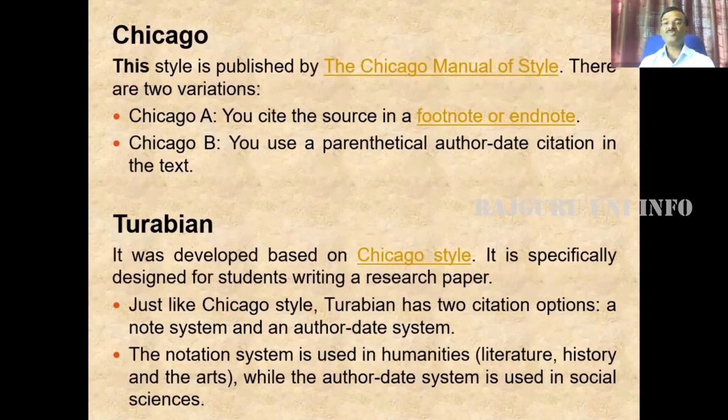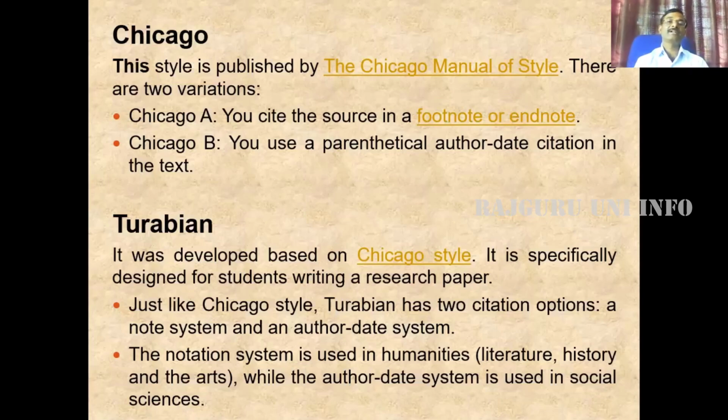Another method of citation is Chicago. This style is published by the Chicago Manual of Style. There are two variations, Chicago A and Chicago B. Chicago A considers the citations are done in the format of footnote and endnote, whereas Chicago B concentrates on parenthetical author date citation in the text here.